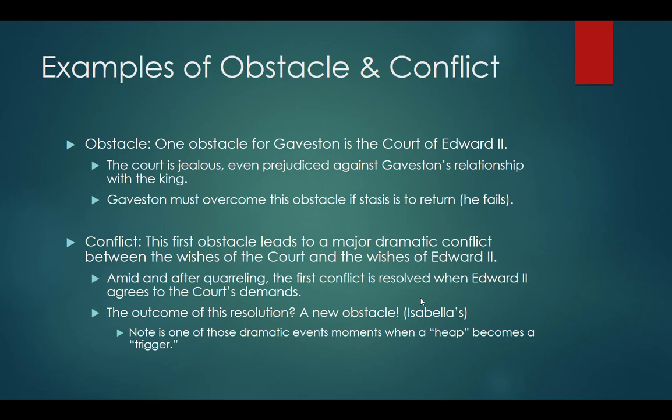So the outcome of this resolution is, of course, a new obstacle. And it is, in this case, the relationship, or the situation that develops, between Gaveston and Isabella. So this is one of those dramatic event moments when, as we discussed earlier, a heap becomes a trigger. The heap is Edward sending away Gaveston again, and that becomes a trigger for Isabella.